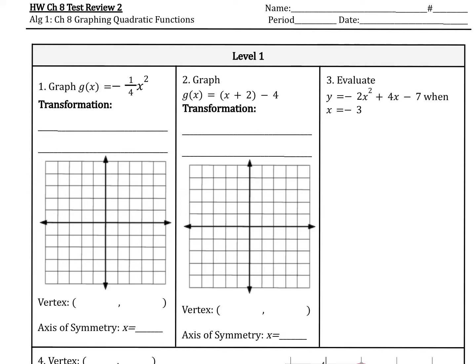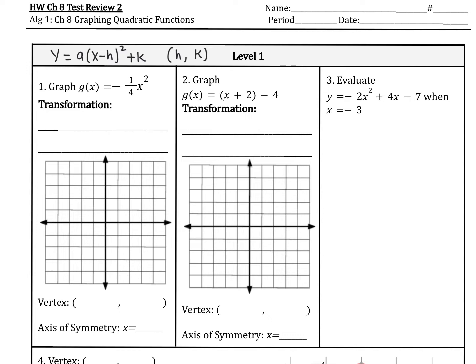This is Chapter 8, Test Review 2, Level 1 Problems. You're going to compare the number 1 with the vertex form. The vertex form you did earlier in the chapters, which is a times (x minus h) squared plus k, where h is going to be your x coordinate of vertex and k is your y coordinate of vertex.